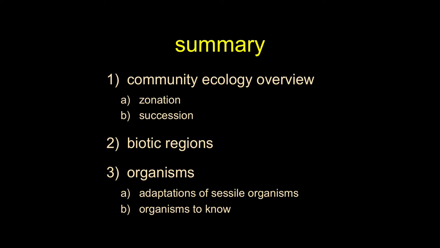So in summary, we talked about a little bit of community ecology. We talked about zonation, succession. We talked about disturbance a lot. We talked about some different regions of the marsh, either successional over time through succession or just over space. We talked about organisms, and some of the adaptations these organisms have, especially the plants, to live in these stressful areas. And we ran through some initial examples of mostly plants that you guys should know. Is that cool? Questions?